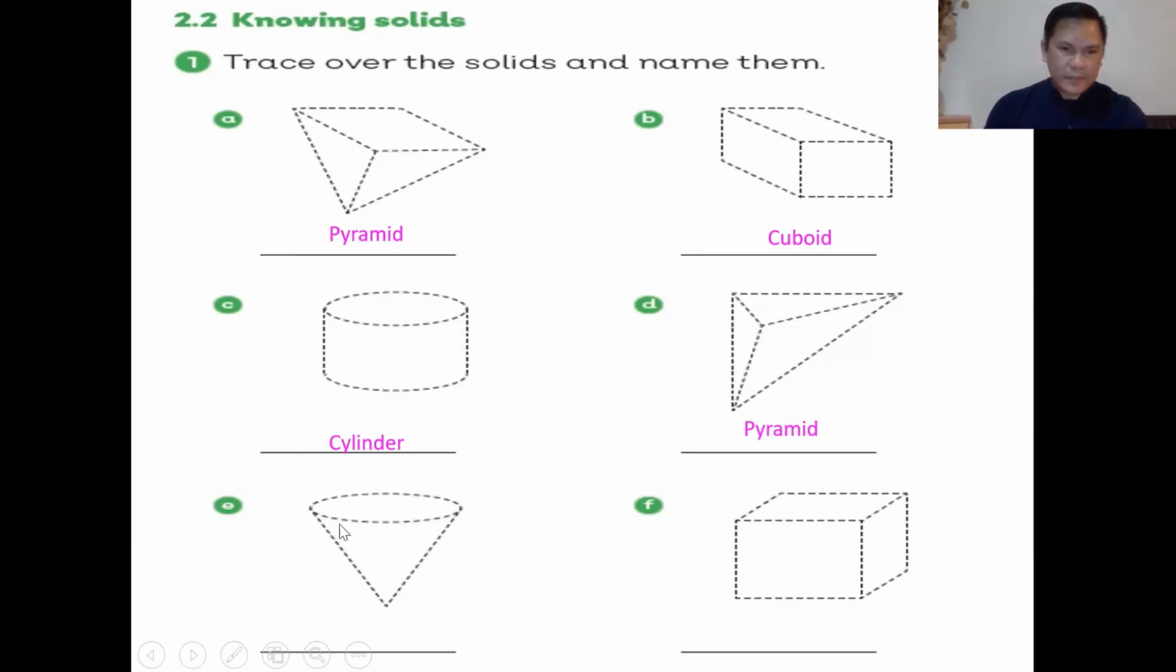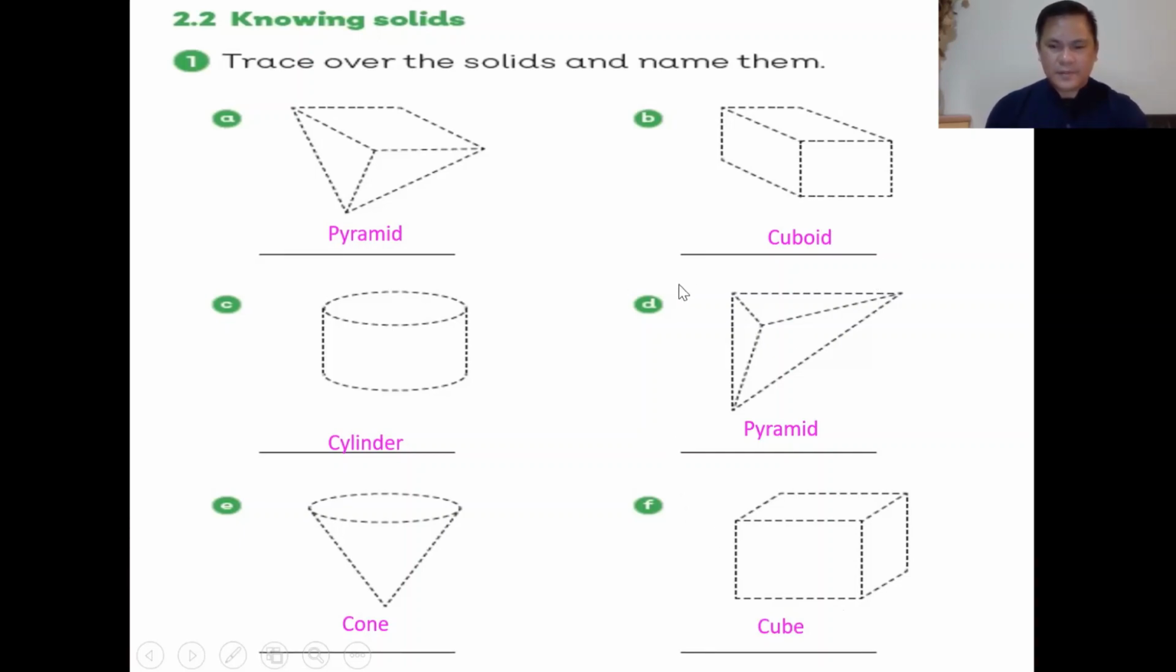Then letter E, is this a pyramid? What do you think? This object has one flat face and one curved face. So it is a cone. And F, they have many flat faces. We call it a cube. So these are the names of the solid shapes. And you can write in your book.